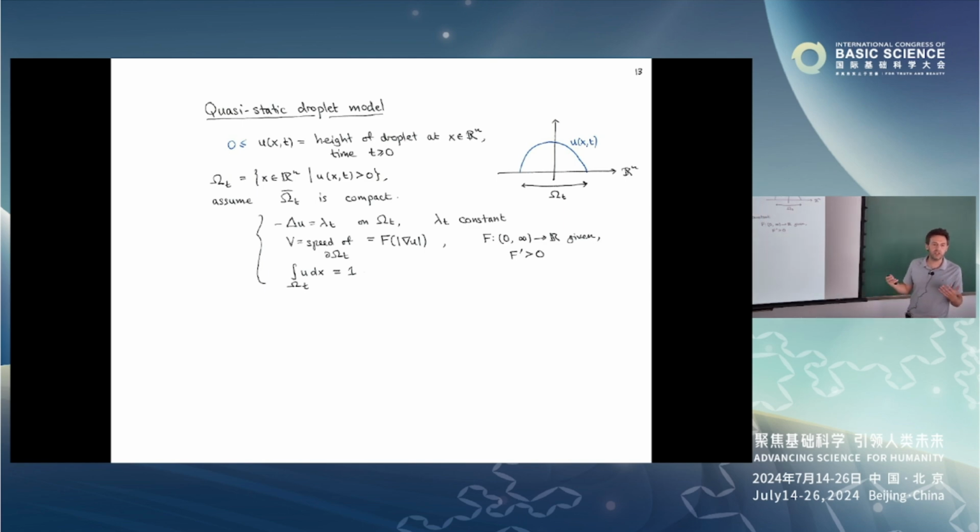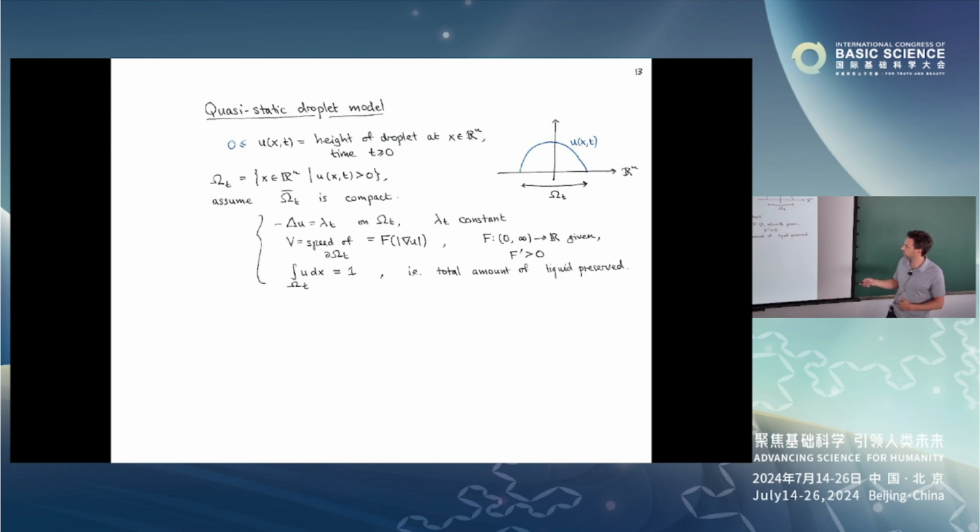You'll notice that the equation for u, unlike the other examples, has no du dt here. What you're doing is you're solving an elliptic equation for each time. So you have a domain, capital omega t, you solve for u, and then u tells you how the boundary is changing. And the last one is just saying that the total amount of liquid is preserved.